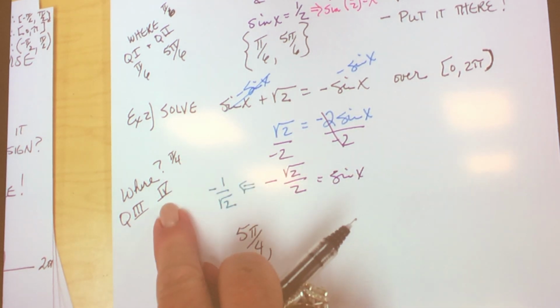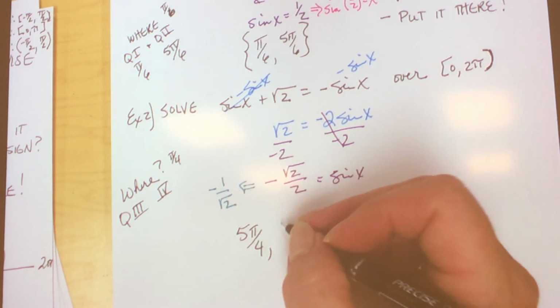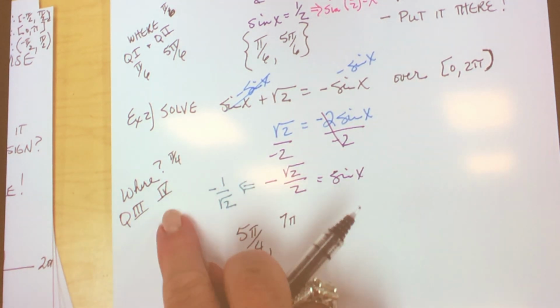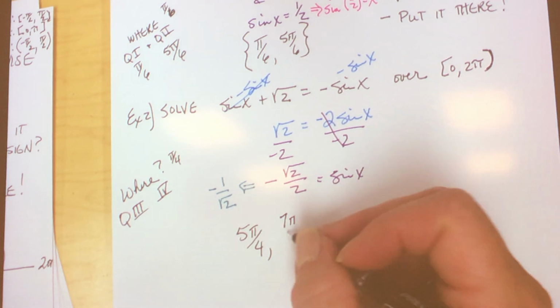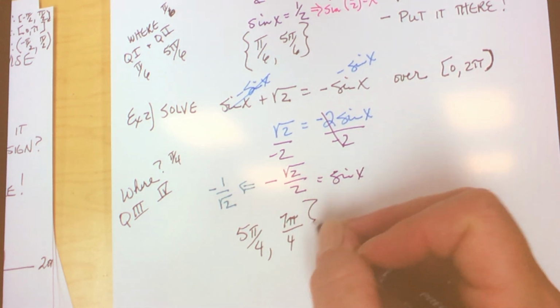Put pi over 4 in the fourth quadrant. 7 pi over 4. Double that denominator and then back it off 1. 7 pi over 4. So those are my solutions.